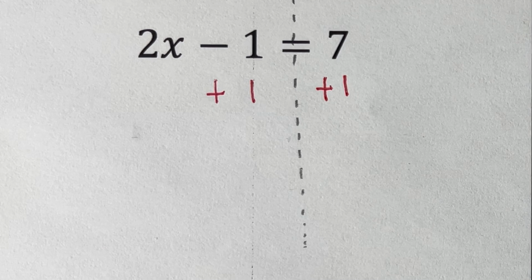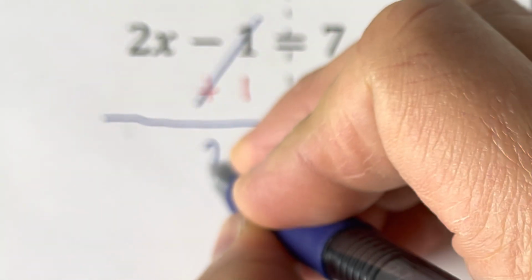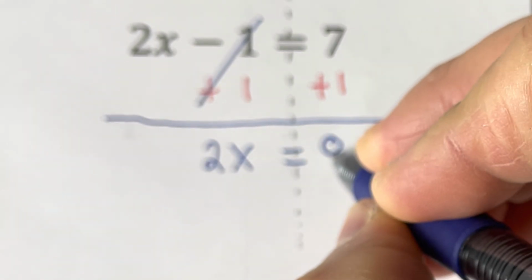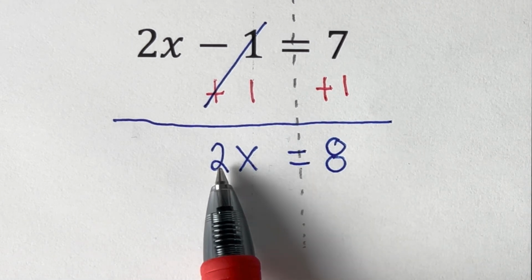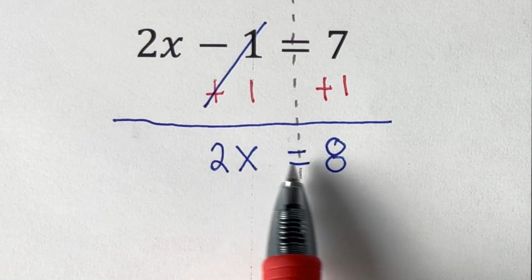So then we can go ahead and say that -1 plus 1 is 0, so this one becomes a 0. So then we are left on the left side with 2x, and then 7 plus 1 is 8. So then we go ahead and, again, we want x by itself on one side of the equation. But since there is 2 right here, 2x equals 8. This means that 2 times x is equal to 8.